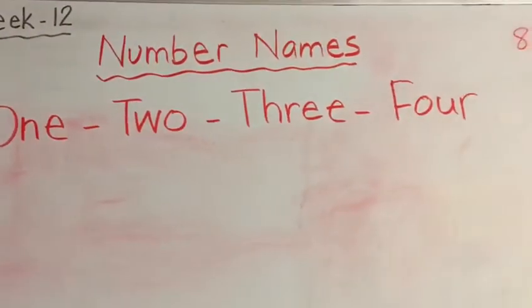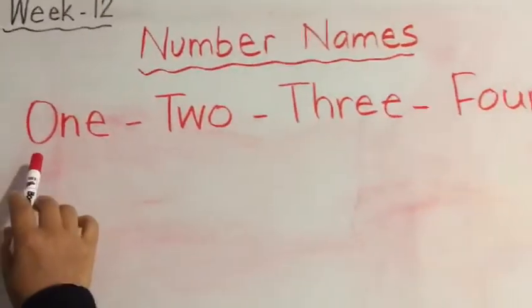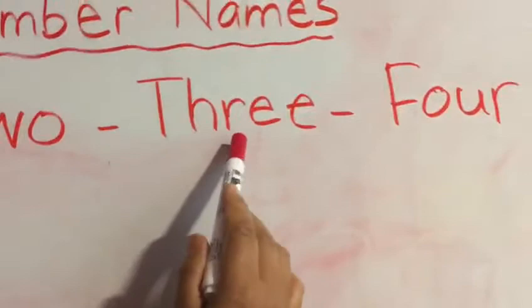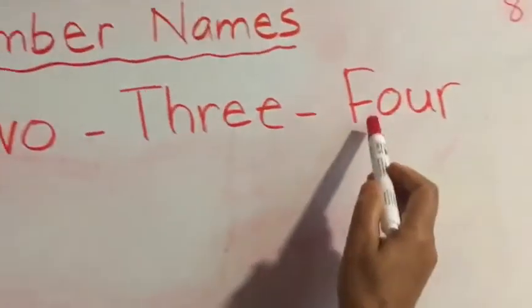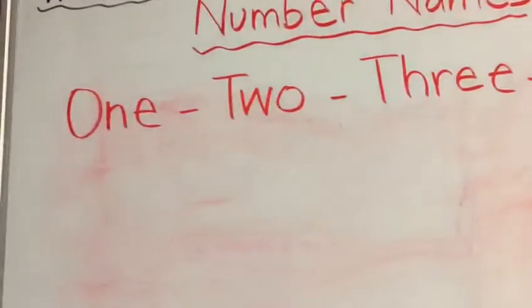Okay, we will continue with the number names. Last time we finished O-N-E 1, T-W-O 2, T-H-R-E-E 3, F-O-U-R 4. Did you learn all? I hope you all learned well.